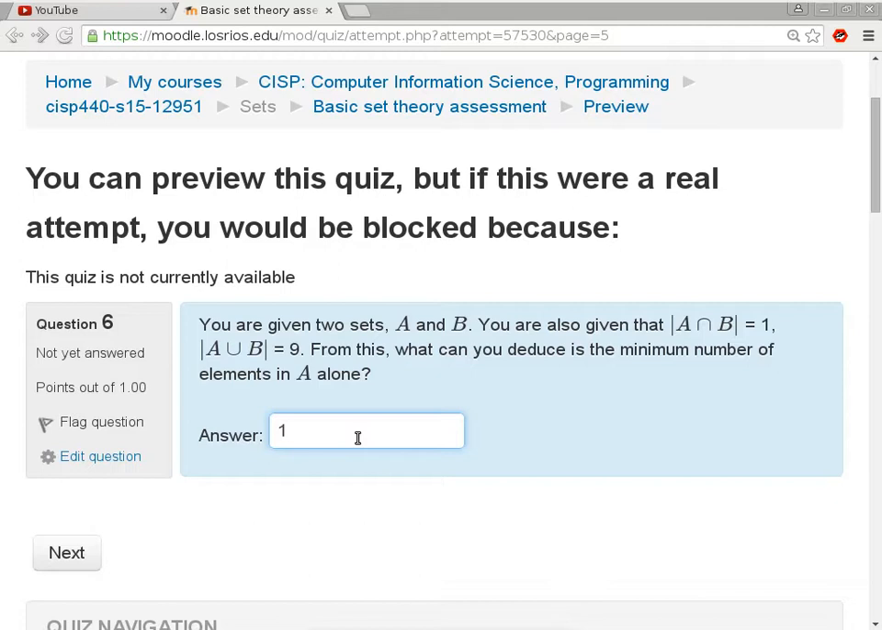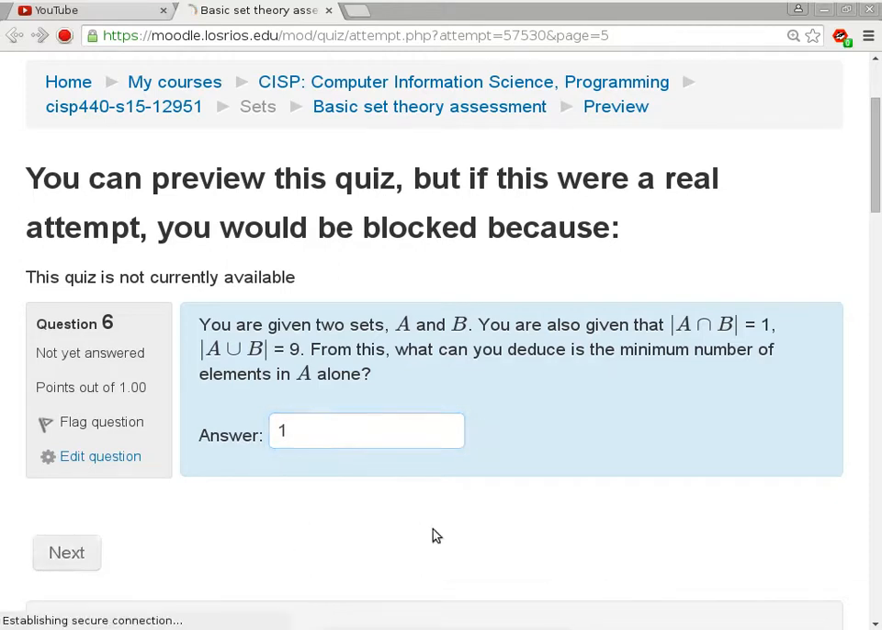Well, if the intersection has 1 element, that means A must have at least 1 element. Now, whether A is really a proper subset of B, we don't know, because it is possible in this case that A is just a subset of B and it has 1 single element. But it is at least 1 element. Is that making any sense? Okay. So we don't know how those 9 elements are distributed between A and B. We just know the intersection has exactly 1, and that's why the number of elements of A has to be at least 1.